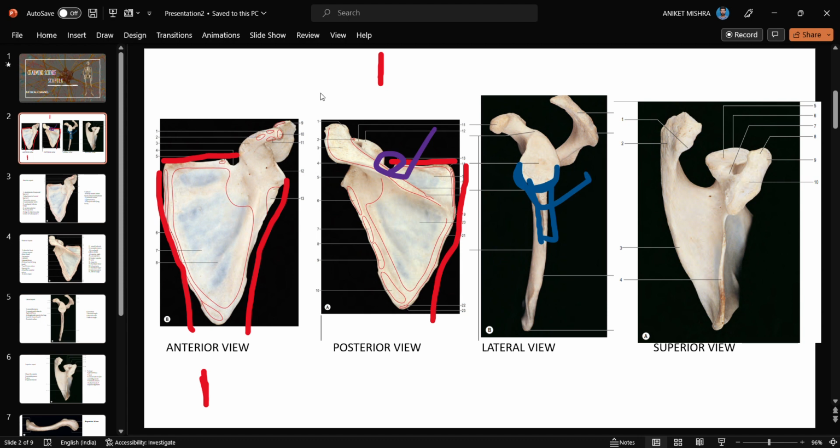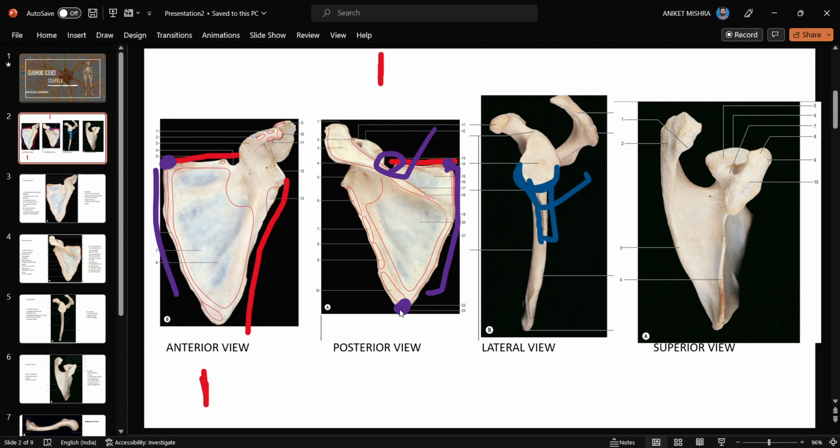When we look toward the medial border, this one is the medial border. We find that it is thin and extends from the superior angle, which will be present at approximately this place, to the inferior angle. This is the place where the inferior angle lies. It has three angles.